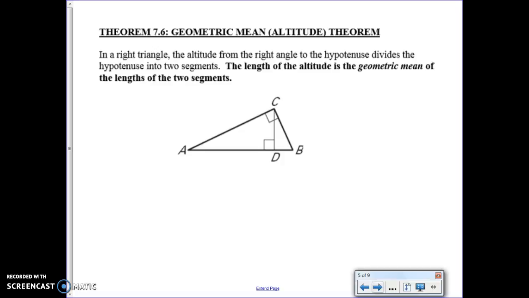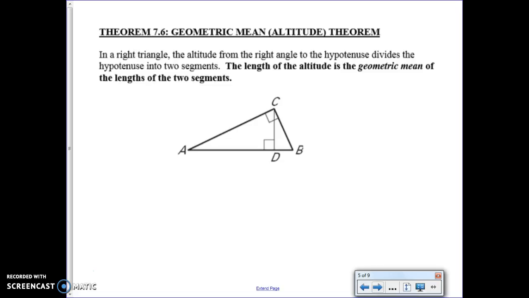Okay, we have a couple theorems that we're going to look at. We're going to look at a theorem, and then we're going to jump to an example. We'll look at another theorem, and then we'll jump to another example. So the first theorem we're looking at is the geometric mean theorem of the altitude. So it says, in a right triangle, the altitude from the right angle to the hypotenuse divides the hypotenuse into 2 segments. The length of the altitude is the geometric mean of the lengths of the 2 segments.